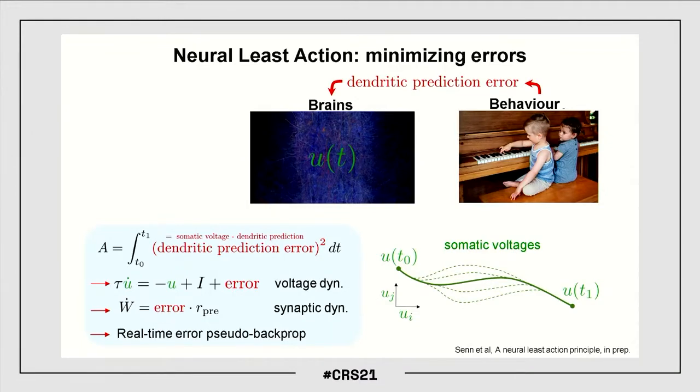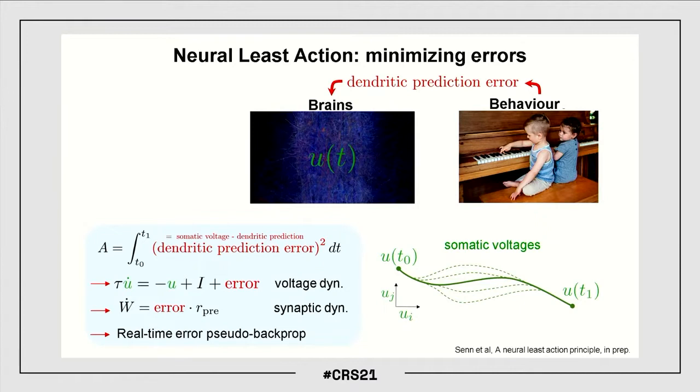Postsynaptic times presynaptic, but postsynaptic, it's not the action potential, it's really this quantity of the error. That's an error-correcting learning rule, and we can prove it is gradient descent with respect to a cost far away on the output neuron outside. If I'm a deep neuron, I'm doing gradient descent with this local error-correcting learning rule. And we get a kind of real-time error pseudo-backprop.